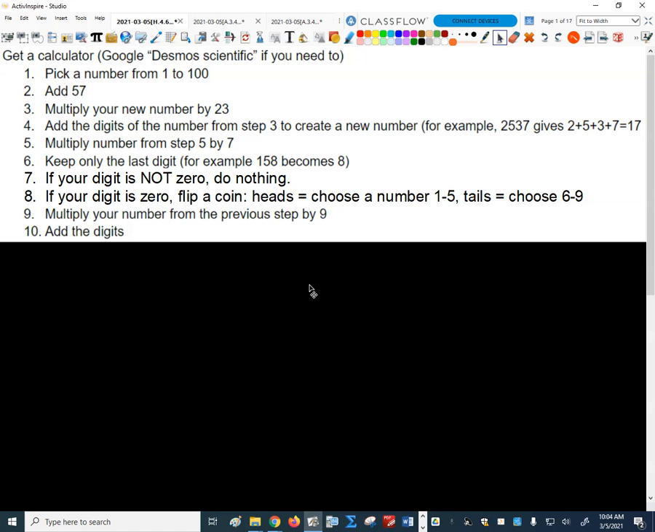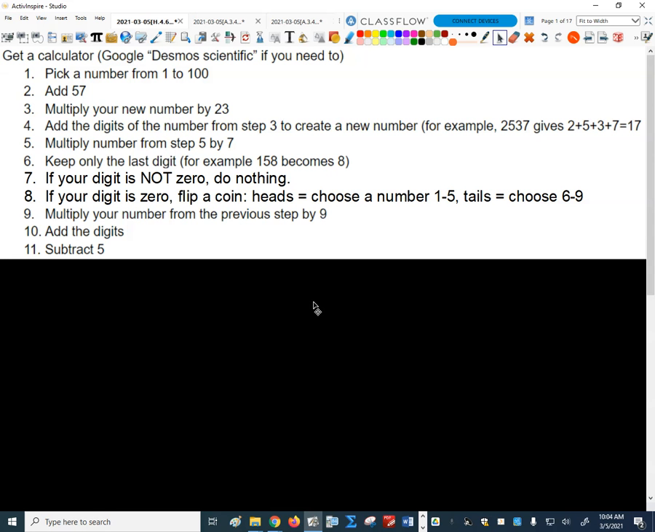Okay, good stuff. Okay, subtract 5 and write that number down in row 11. Type in 11 when you're done.